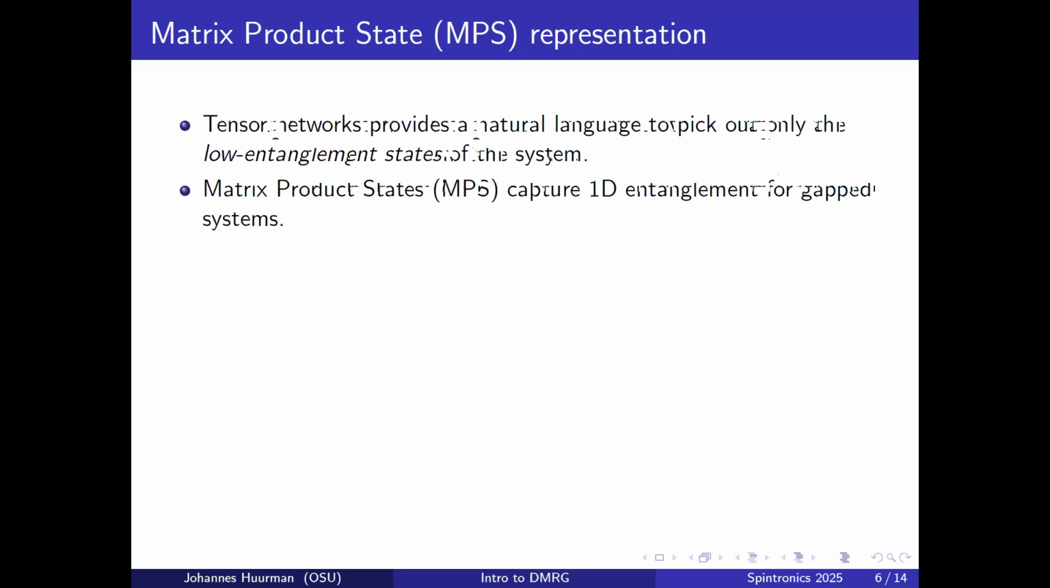Matrix product states in particular is just a particular tensor network that captures 1D entanglement for gapped systems. So it's very important that it's gapped actually. And so certain quantum spin chains aren't gapped in certain regimes, I suppose, like the Heisenberg-Ising XXZ spin chain is not gapped for delta from -1 to 1. But most systems are gapped. And so gapped in this case means that between the ground state energy of the Hamiltonian and the first excited state, there's a finite gap here. There's not a continuous spectrum of energy.